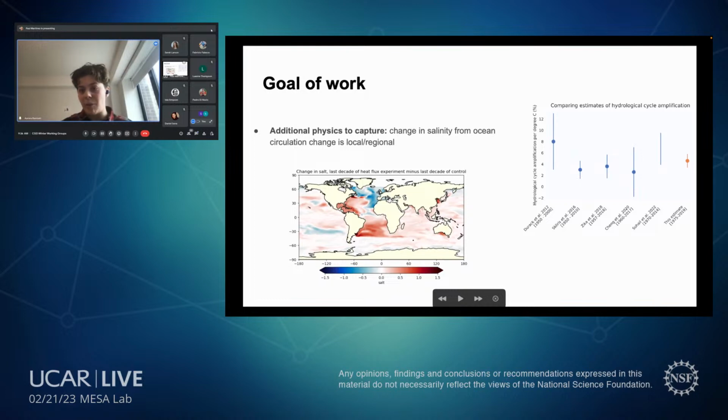So to give away the answer from the very beginning, the orange dot that's been added to the plot on the right is the estimate that I'm going to talk about for the rest of this presentation. We ended up with a value of about 4.5% plus or minus error, which is within range of some of the previous studies, but is definitely below the Clausius-Clapeyron rate of 7% and adds some confidence that the amplification is below Clausius-Clapeyron. Next slide.